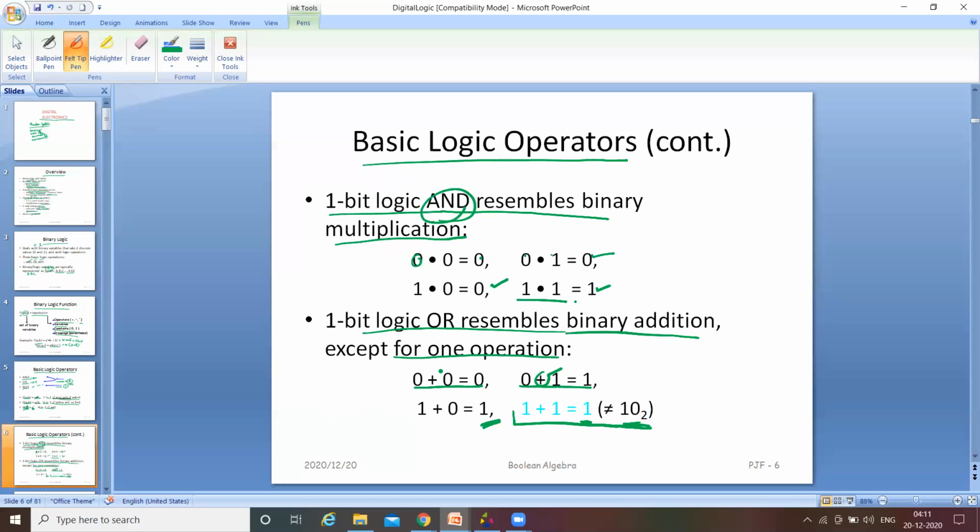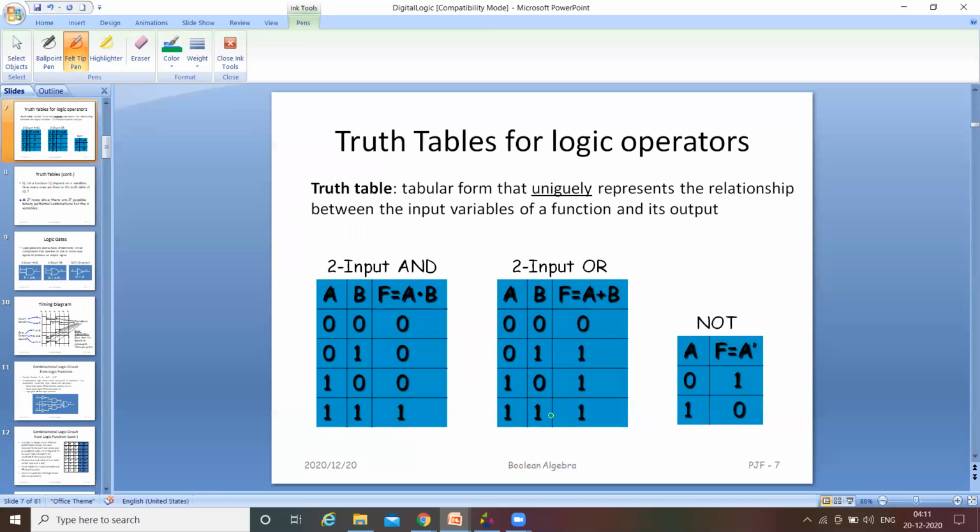See here, both are zeros, output is 0. If any one of the binary variables is 1, the output is 1. Next, both are 1 and 1, it becomes 1 again, either one or both. In those cases the output of the OR gate becomes 1. So therefore, like this.